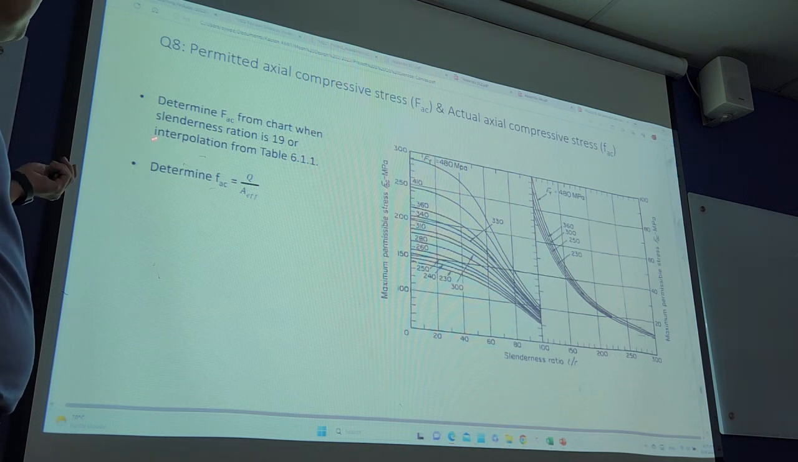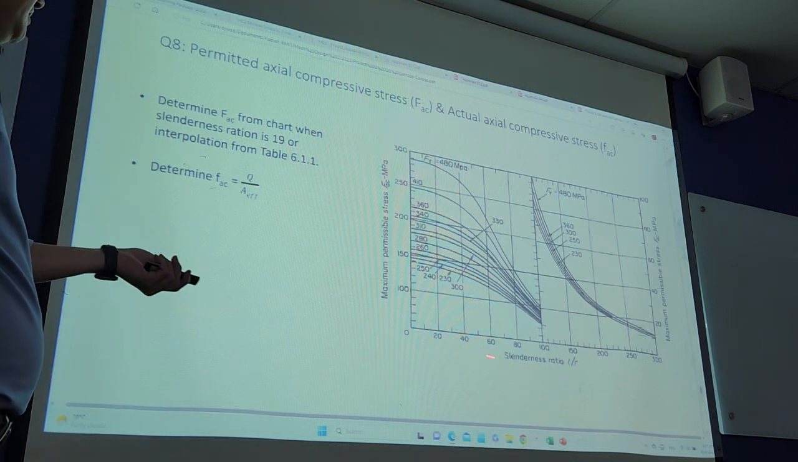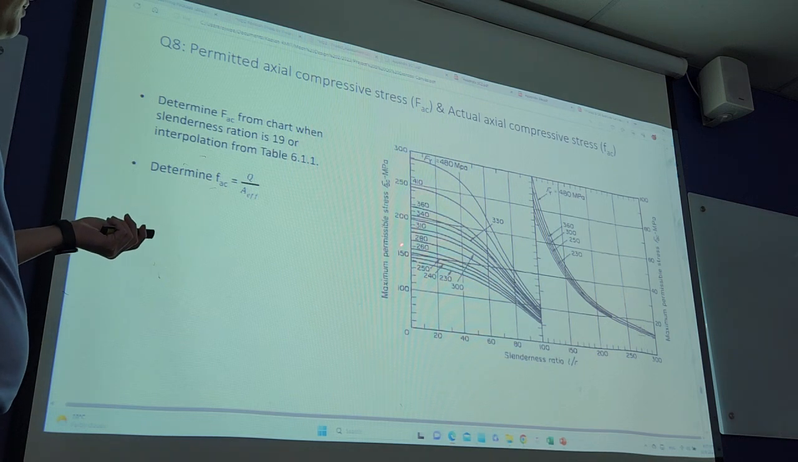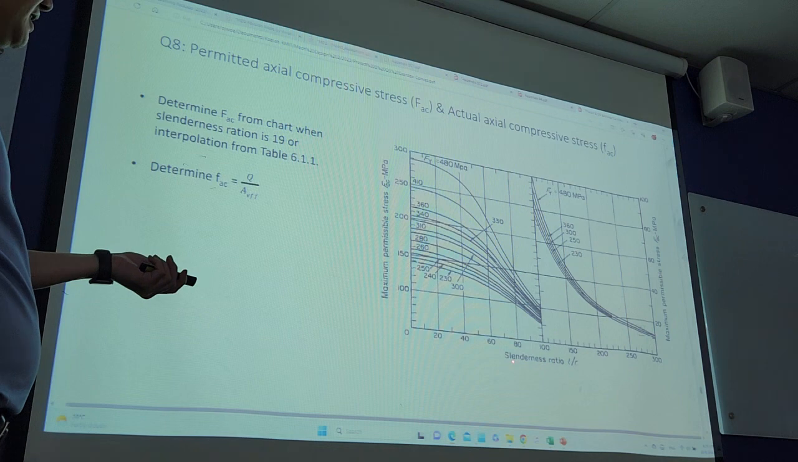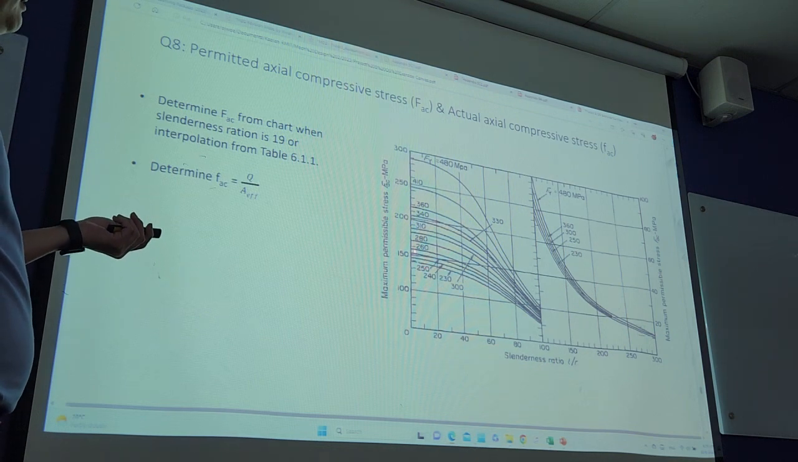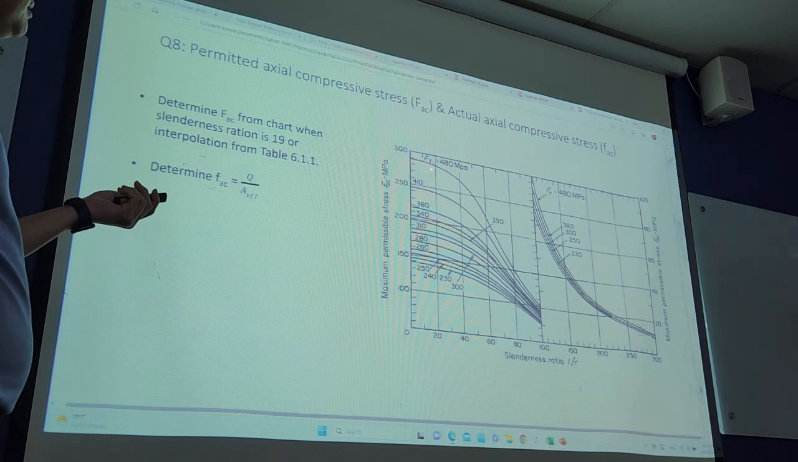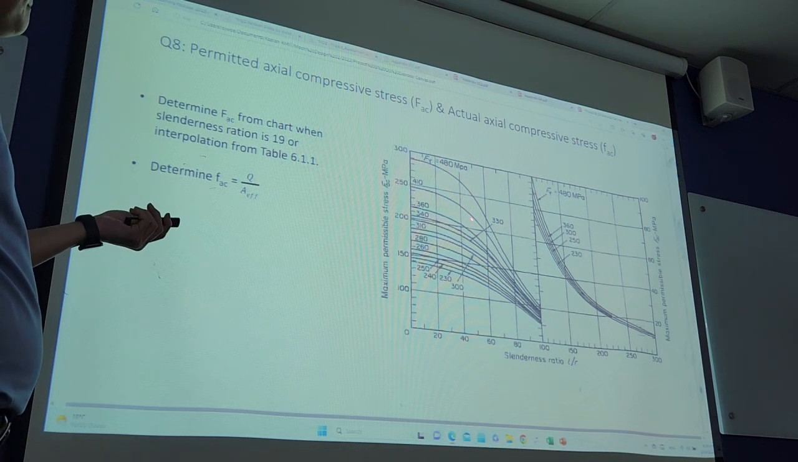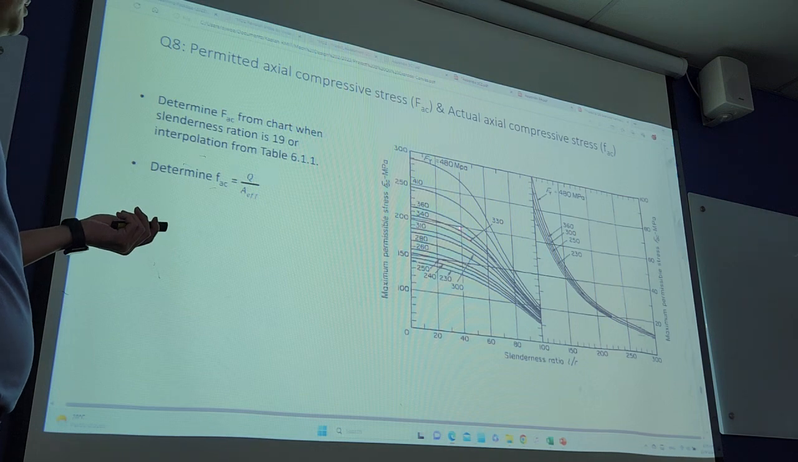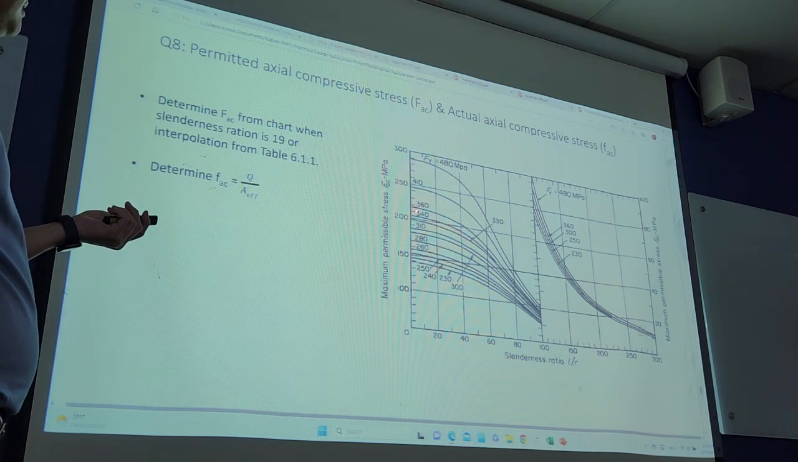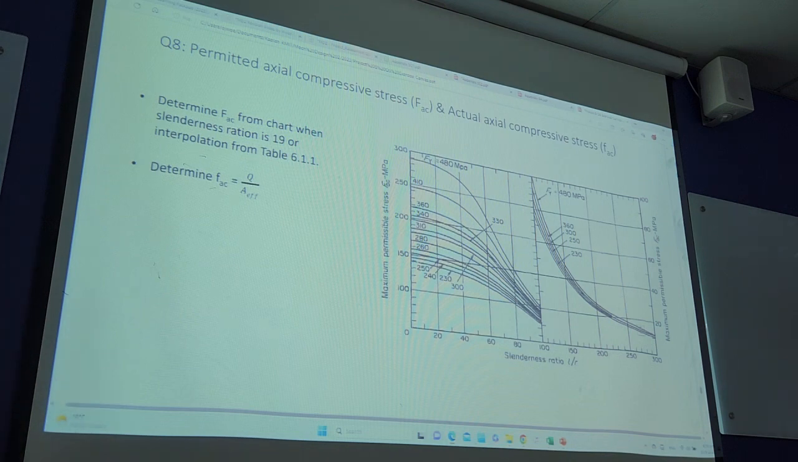Later we will see how to interpolate from table 6.1.1. But this one is also from the appendix, you can find it from here. According to your slenderness ratio, you're able to project or estimate depending on your yield stress. Ours is 350. So now you determine this actual axial compressive stress. This is the first portion according to our unity equation, talking about the compressive stress.